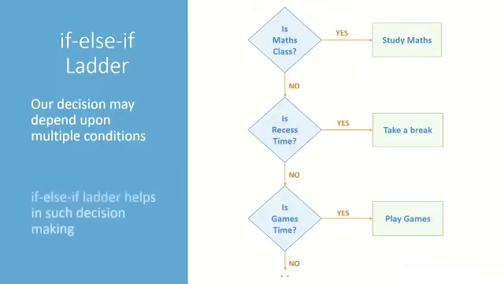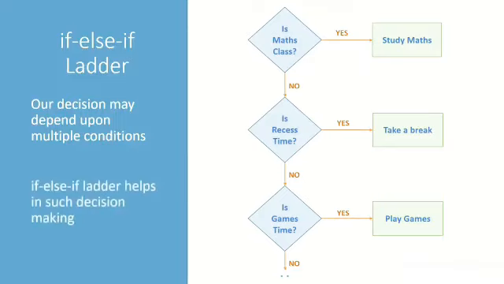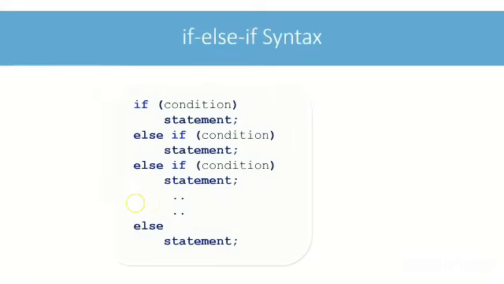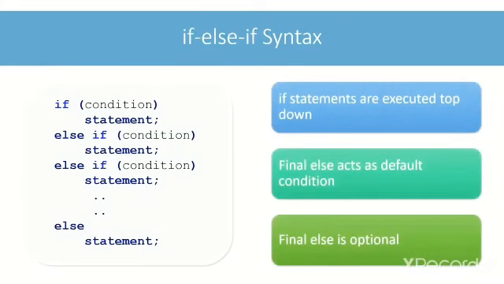The programming construct in Java which helps us with such decision making is the if-else-if ladder. Its syntax is this. The if statements are executed from top down. As soon as one of the conditions controlling the if is true, the statement associated with that if is executed and the rest of the ladder is bypassed. If none of the conditions is true, then the final else statement will be executed.